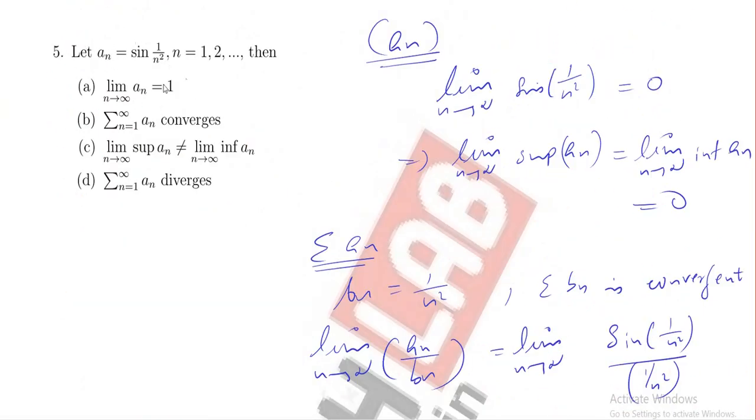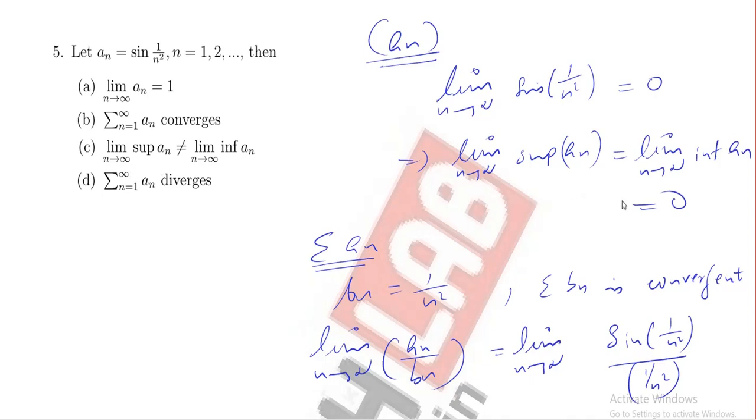In question number 5, an is equal to sine of 1 by n square. So we need to find the limit of an, and check whether the series converges or not. See, actually here, as n tends to infinity, sine of 1 by n square is equal to 0, because 1 by infinity is 0, sine 0 is 0. So the limit of the sequence exists, and that is 0. Since the limit is 0, which means it has only one limit, therefore the limit supremum and limit infimum must be equal.